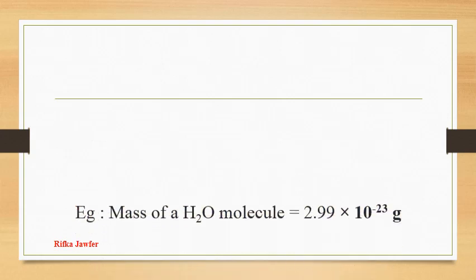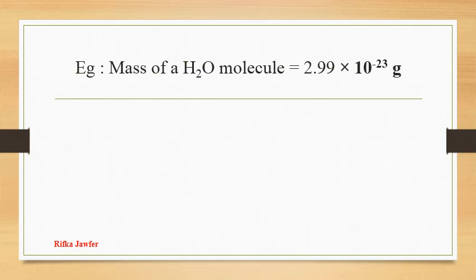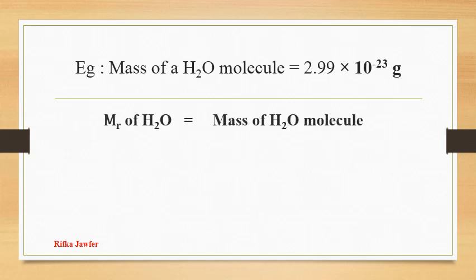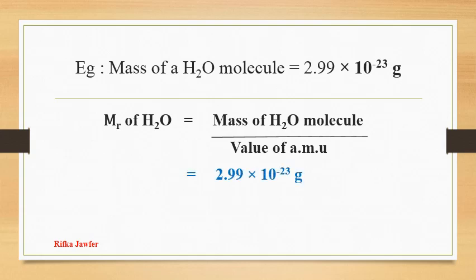Let's go for an example. Mass of a water molecule is equal to 2.99 into 10 to the power minus 23 grams. So, relative molecular mass of water is equal to mass of a water molecule divided by value of atomic mass unit. That's equal to 2.99 into 10 to the power minus 23 grams divided by 1.66 into 10 to the power minus 24 grams. So the relative molecular mass of water is equal to 18.